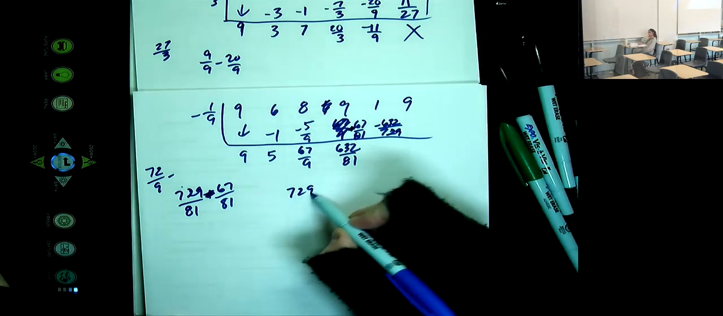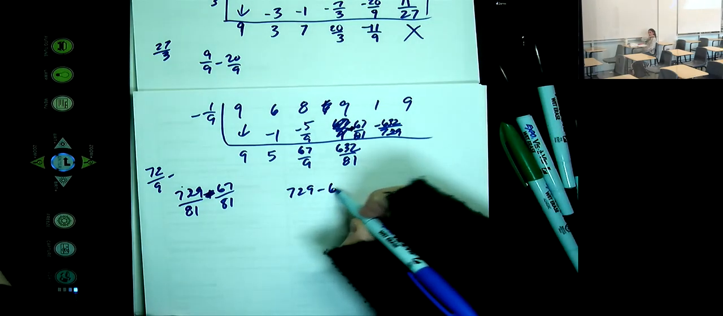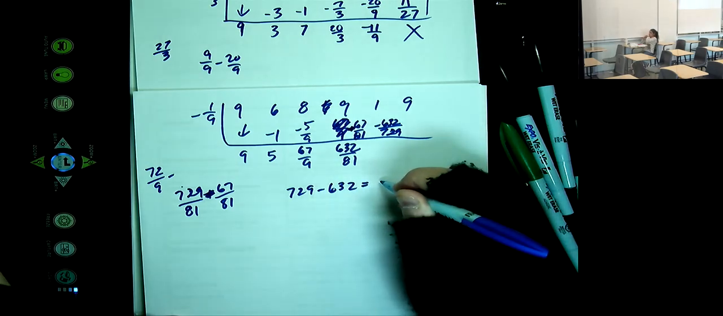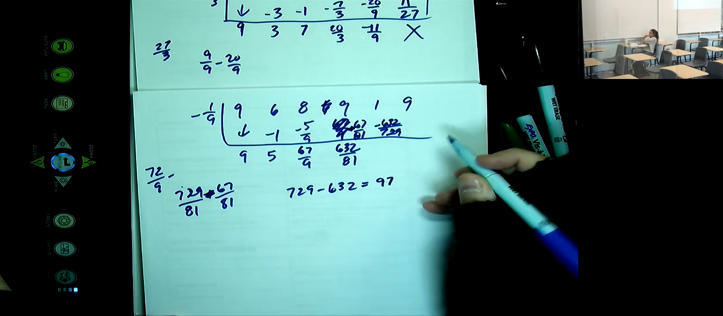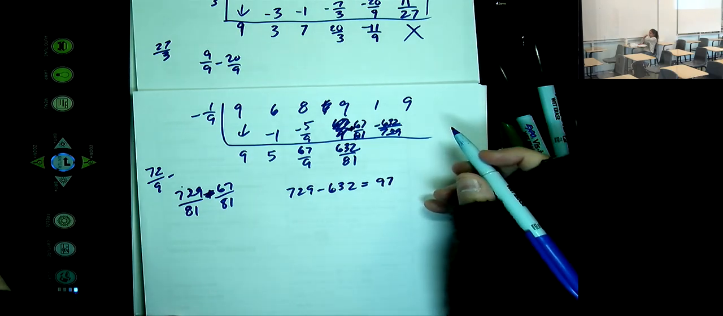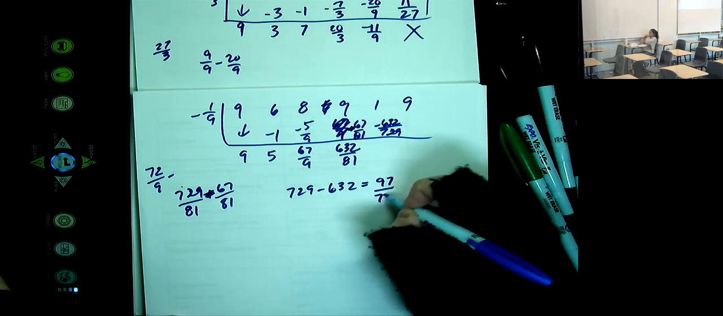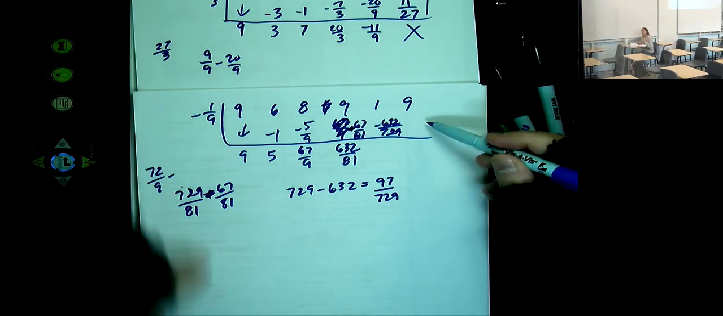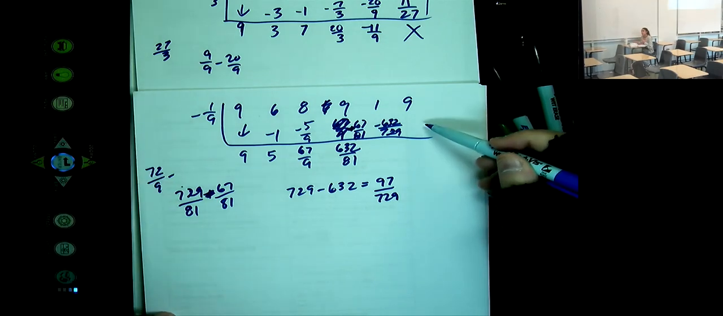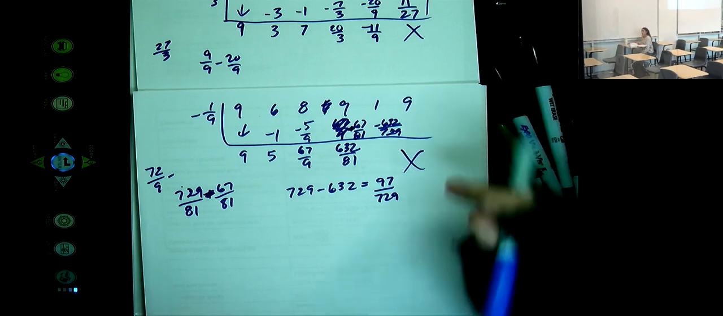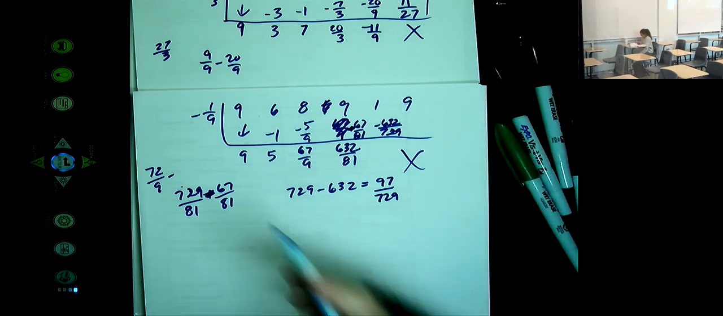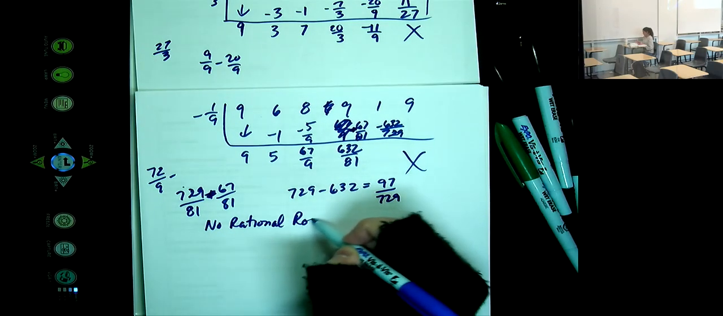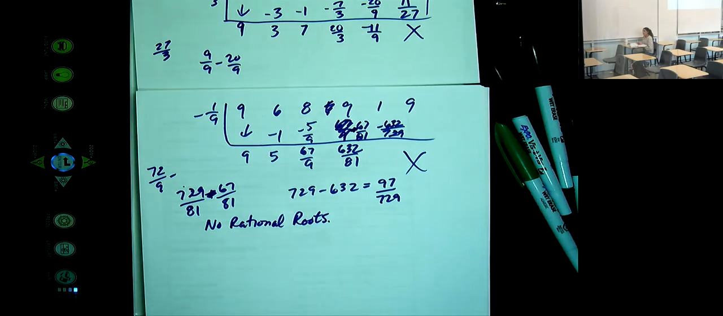Well, maybe. 729 minus 632 is 97. Nope, if I multiply this by negative 1/9, I get a number less than 1, so it is not going to work either. So there are no rational roots. They must all be irrational.